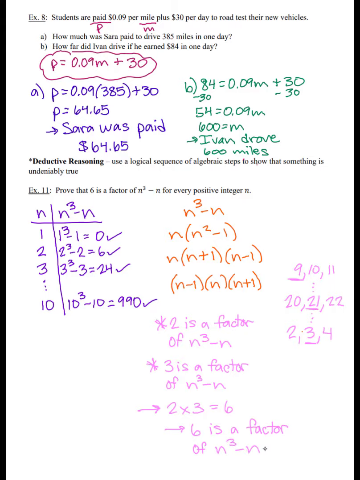So we just proved using algebraic models and numerical models, just the idea that you have these three consecutive numbers in your factors of n to the third minus n, that 6 will always be a factor of n to the third minus n. So again, we can't prove that is true by substituting in values of n because we could never exhaust the list of every positive integer n, but this algebraic model breakdown will prove that that will always be true. 6 will always be a factor of n to the third minus n.